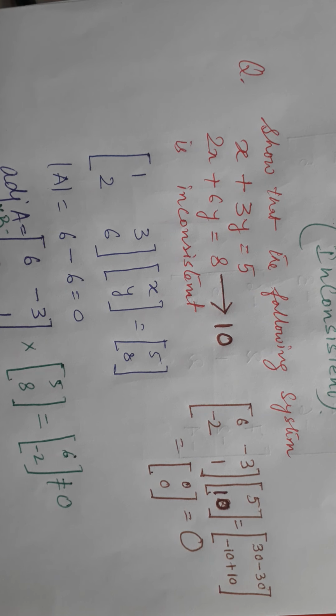Now in that case, if I multiply the adjoint of the coefficient matrix with the new constant matrix, it is coming 0, 0. That is the null matrix. So in that case, that system has infinitely many solutions. In fact, we can see that x plus 3y equals 5. If I multiply the equation with 2, we will get the second equation. That means both the equations are the same. So therefore it has infinitely many solutions, and this system will be consistent.